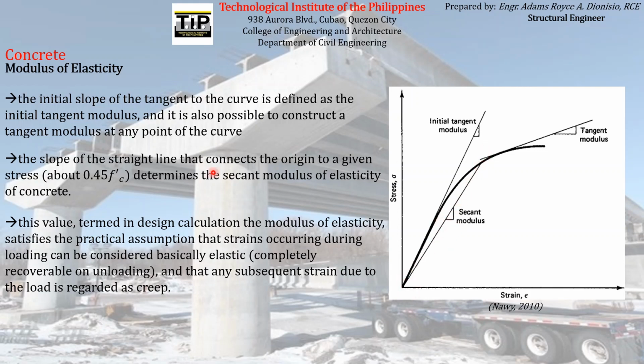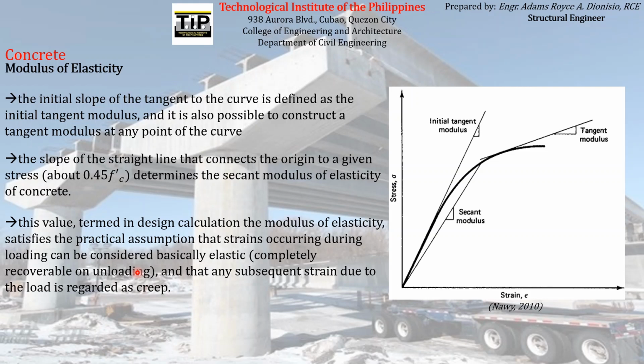That modulus of elasticity, the slope of the line connecting the origin to a certain point, usually at 0.45 fc prime, usually satisfies the practical assumption that strains occurring during loading can be considered basically elastic. When we say elastic, the strains being experienced by the concrete are technically completely recoverable upon unloading. Meaning, if you remove the load applied to a concrete, the tendency is for the concrete to return to its original form or original length.